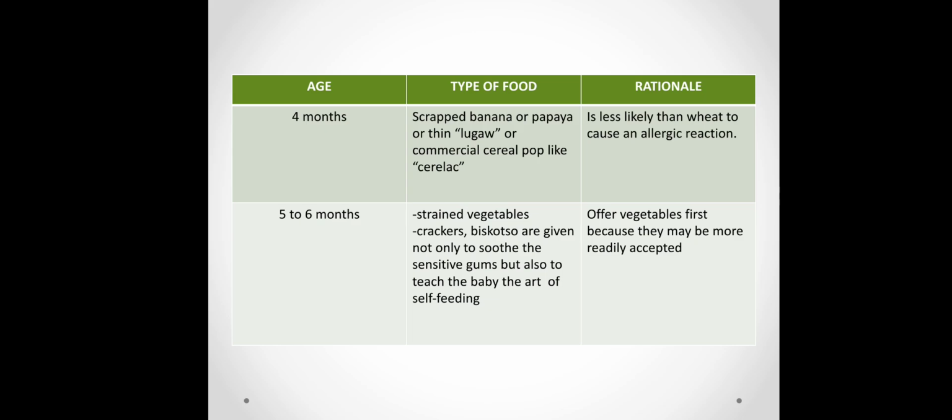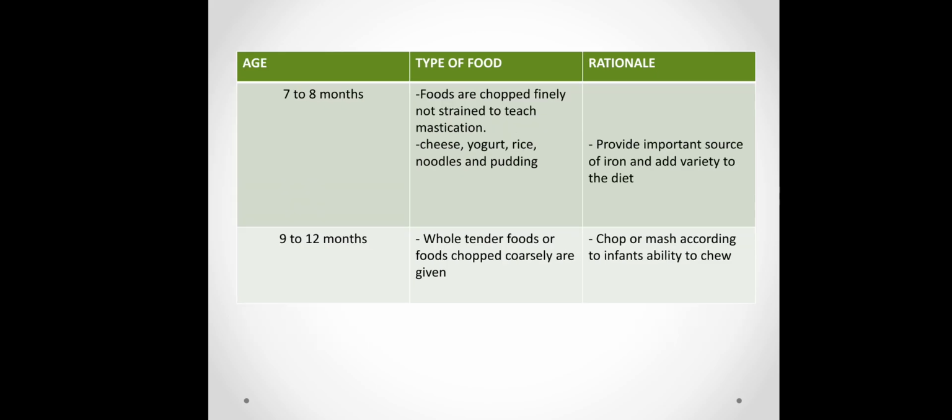So, by 4 months, type of food na pwedeng ibigay sa bata is scraped banana or papaya or thin lugaw or commercial cereal like Cerelac. Pwede na siyang bigyan. It is less likely than wheat to cause an allergic reaction. For 5 to 6 months, pwede na siyang bigyan ng strained vegetables, crackers, biscuits, given not only to soothe the sensitive gums but also to teach the baby the art of self-feeding. So, offer vegetables first because they may be more readily accepted. So magbigay tayo muna ng vegetables kasi mas mabilis silang ma-accept and then wala masyadong allergic reactions.